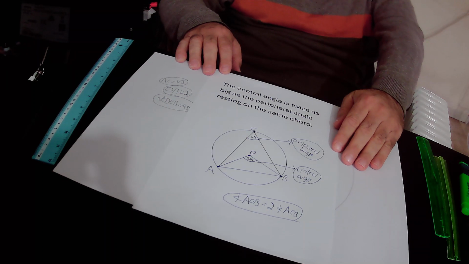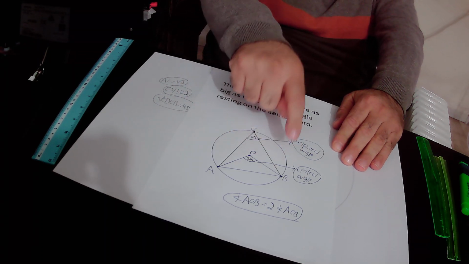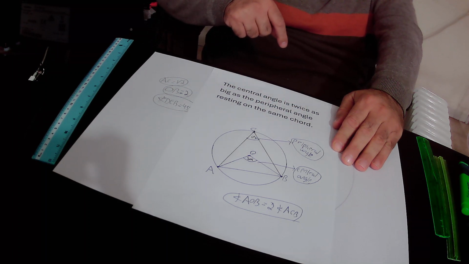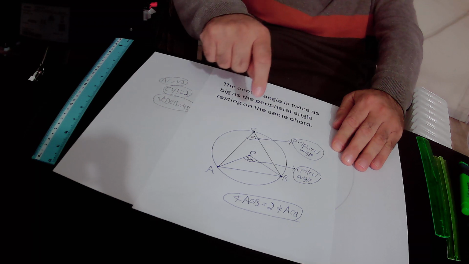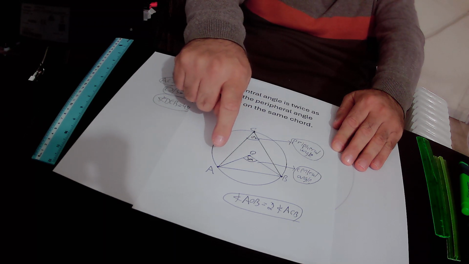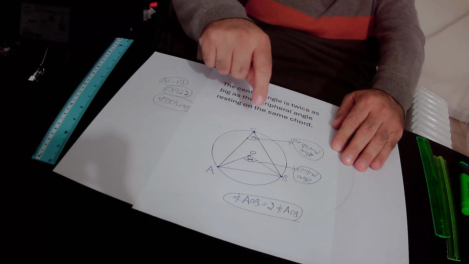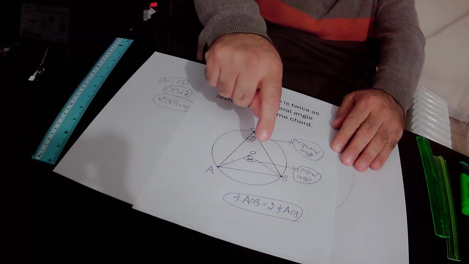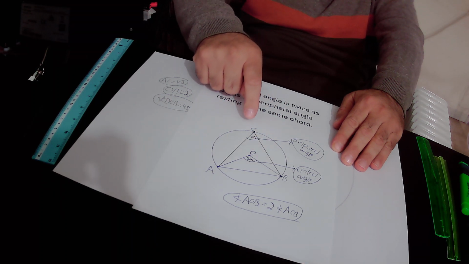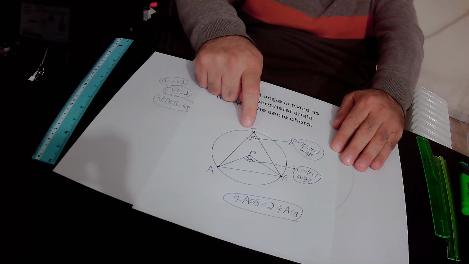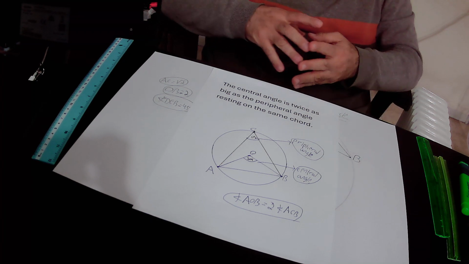Here we have peripheral angle ACB that rests on chord AB, and it is equal to alpha. Here we have central angle AOB that rests on the same chord AB. And because the peripheral angle equals alpha, the central angle must be equal to 2 alpha. Okay?